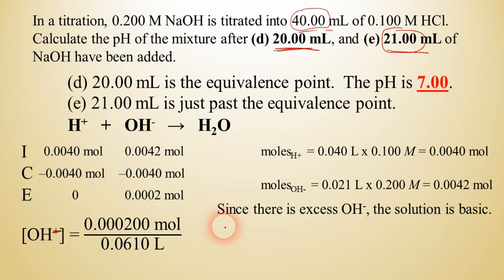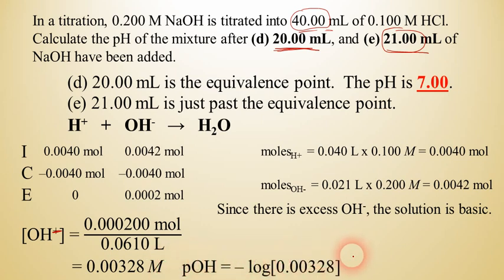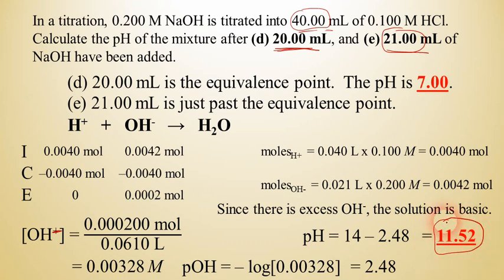So if we divide this out, we find that the molarity of the hydroxide is about 0.00328 molar. And if we know the molarity of hydroxide, then it's pretty simple just to take negative log of that and find the pOH, which is 2.48. And if we know the pOH, well, just subtract that from 14, and we can find that the pH is 11.52. That's interesting because we've just added a little bit, 1 more milliliter of the base, and the pH shot up over 4.5 points, from 7 all the way up to 11.52.